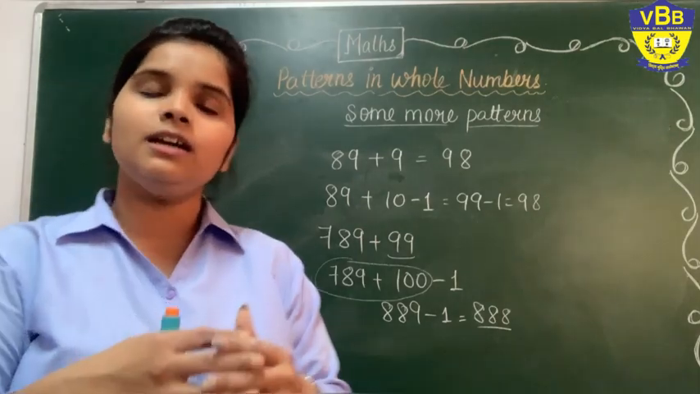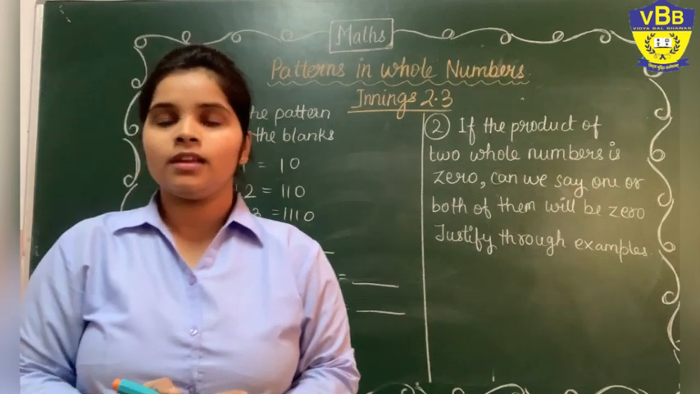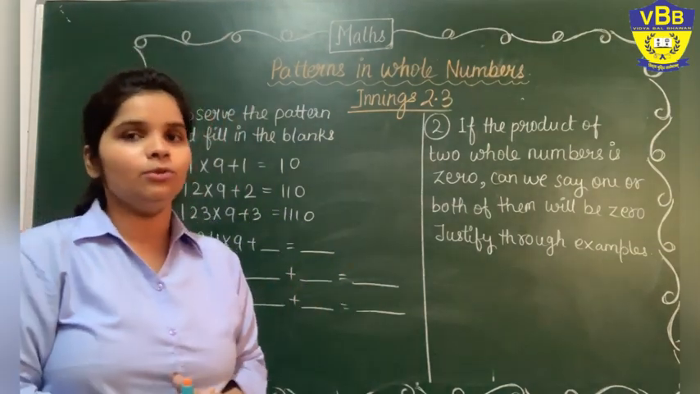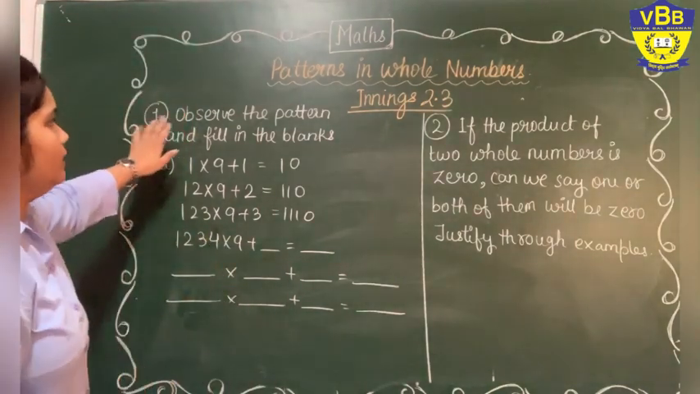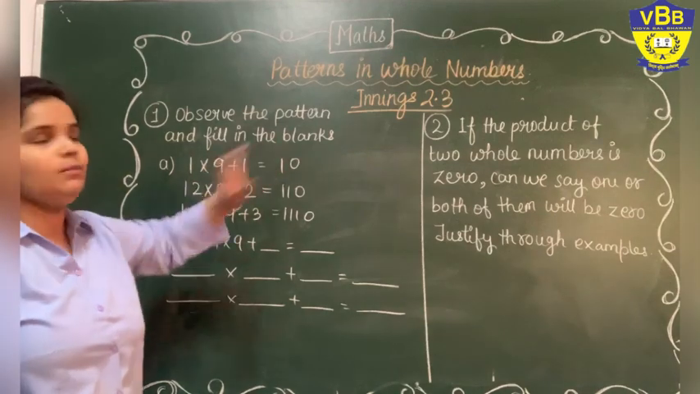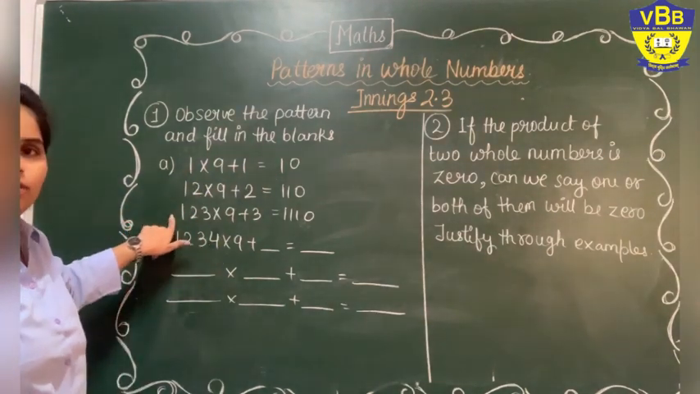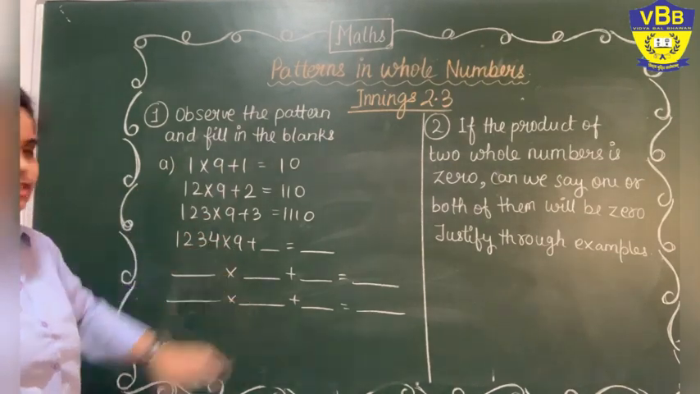It will make our calculation quicker and faster. So now we will do the exercise related to patterns in whole numbers, that is exercise 2.3. Question number 1. Observe the pattern and fill in the blanks. 3 steps have been solved for you. You have to observe the pattern in these 3 steps and complete the rest of it.